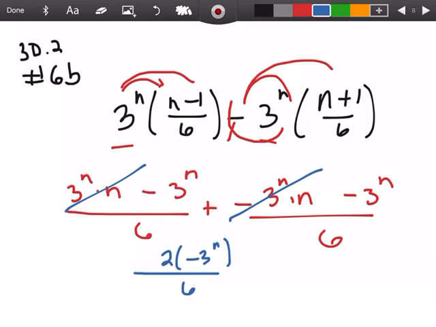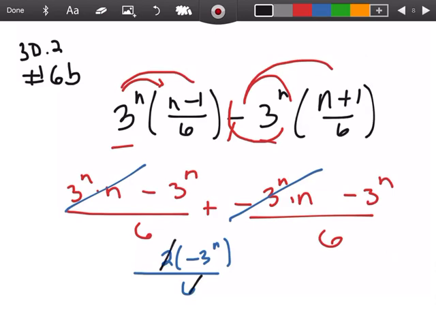Now, see how I'm writing this? Just writing it that way helps, because I could have also written it like this: 3 to the n minus 3 to the n, right? I'd have 2 of them. That's just weird. So it was good that I could see that I had 2, like the way I said it. It's like 2 times 3 to the negative n. Now I can simplify the 2 and the 6.